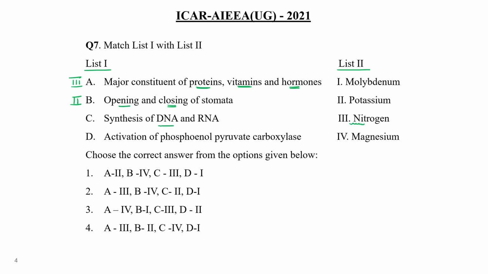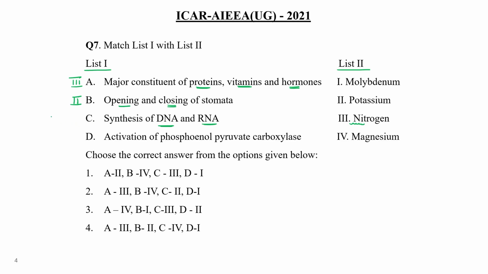Synthesis of DNA and RNA and activation of phosphoenol pyruvate carboxylase. So for synthesis of DNA and RNA, magnesium ion acts as a catalyst in that particular reaction.